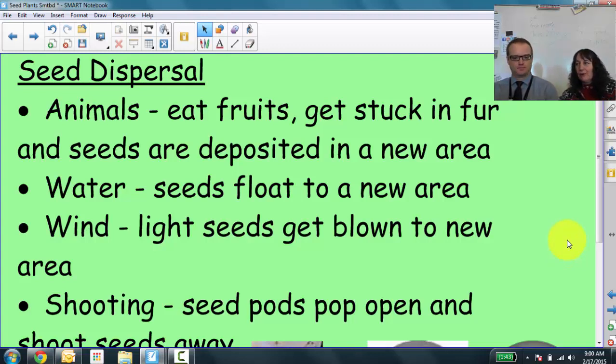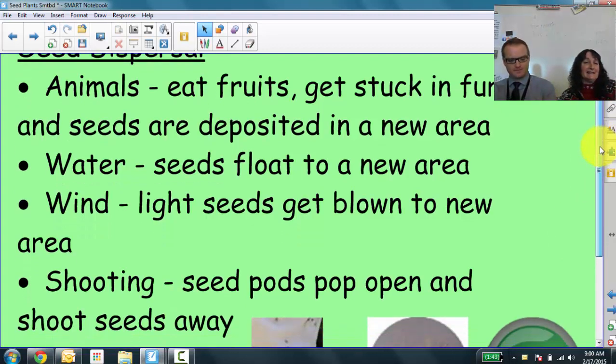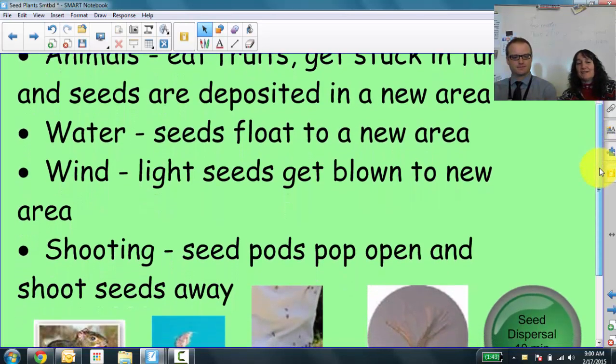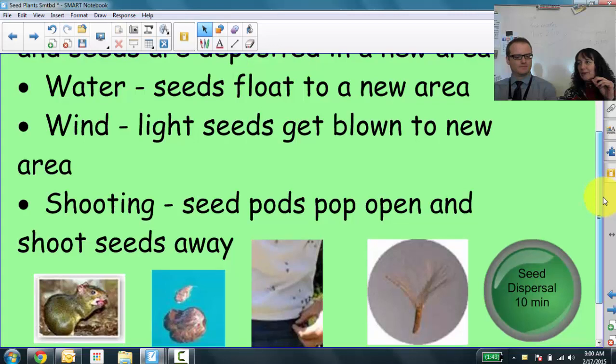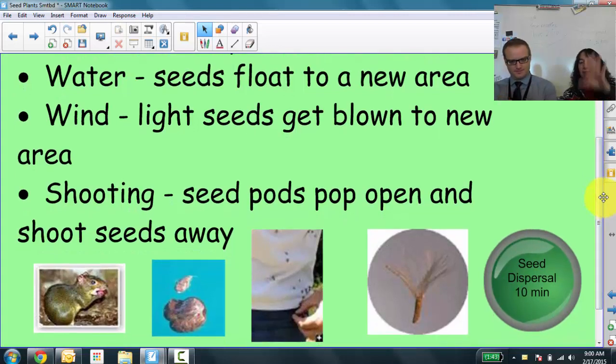So they're buoyant and they can go on the surface of water. Wind, everybody likes to play with those little helicopters that come from the box elder trees, or the dandelion. Those can get blown to a new area. And then there is something called shooting, and those are seeds that are under pressure, and at the right time they just explode and pop, and those seeds go shooting off.